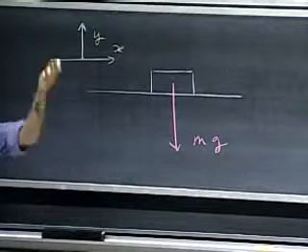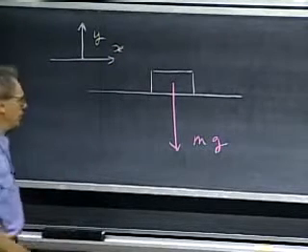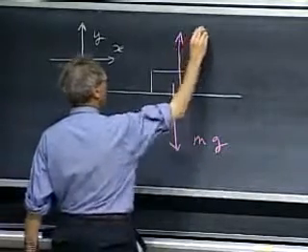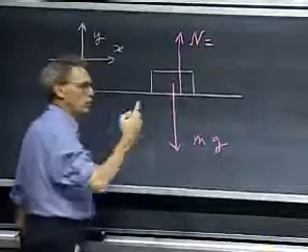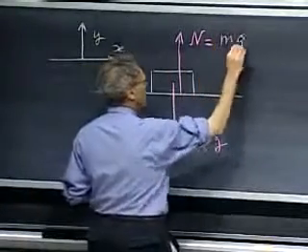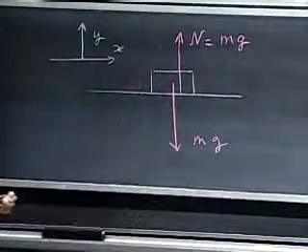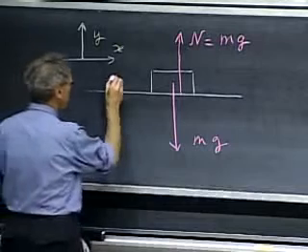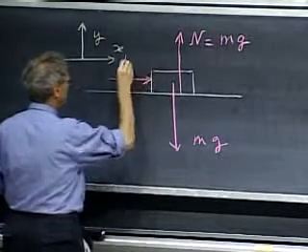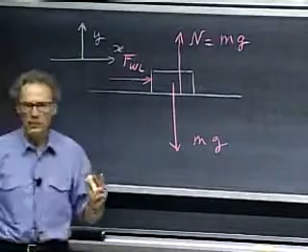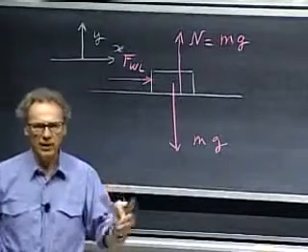There must be a force pushing upwards from the surface to cancel out mg because there's no acceleration in the y direction. We normally call that the normal force because it's normal to this surface, and it must be the same as mg, otherwise there would be an acceleration in the y direction. Now I am going to push on this object with a force. And we know that the object in the beginning will not start accelerating.